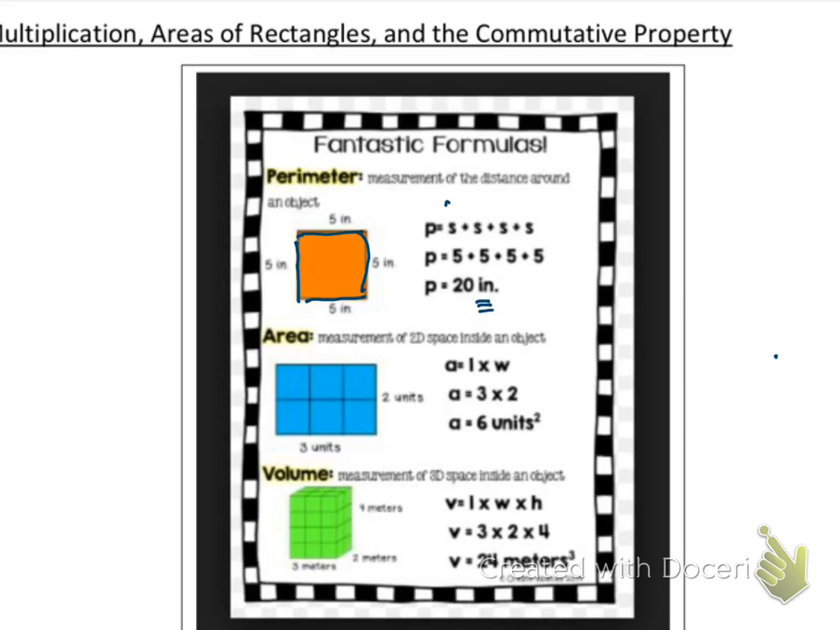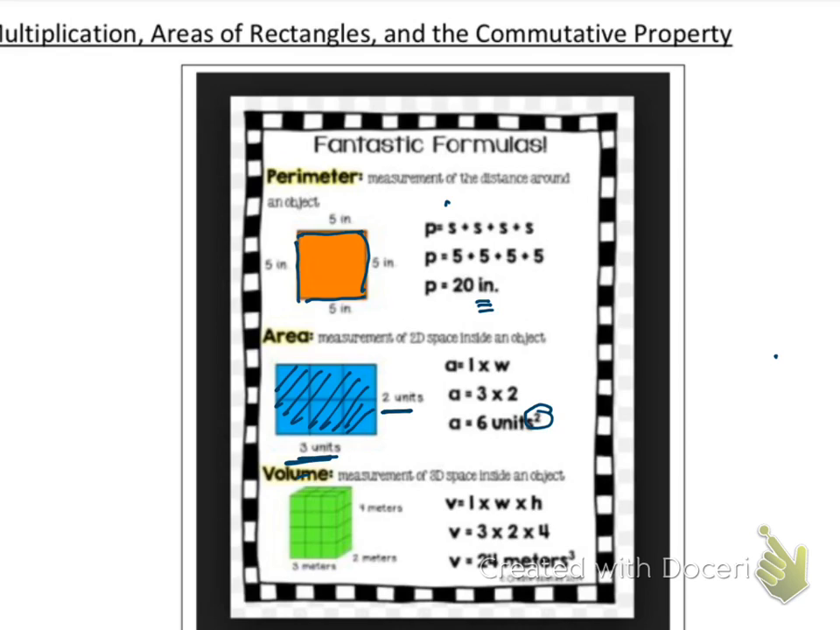Area instead is not the outside of a figure, but it's all of the inside. So you need your length, so we'll call this length and this width. So you need your length measurement times the width measurement. So 3 times 2, when you multiply the numbers, you get 6. When you multiply the units, you get units squared.